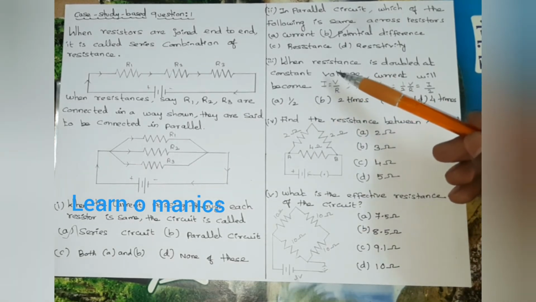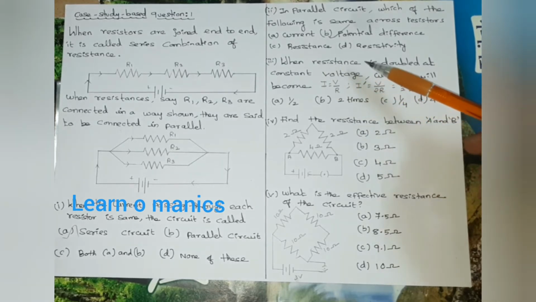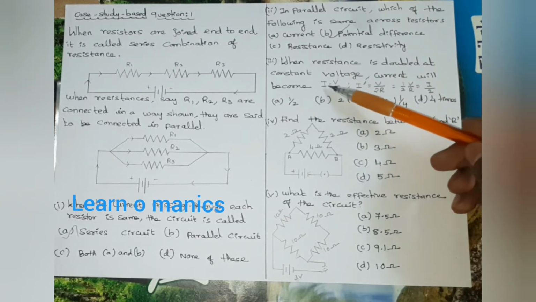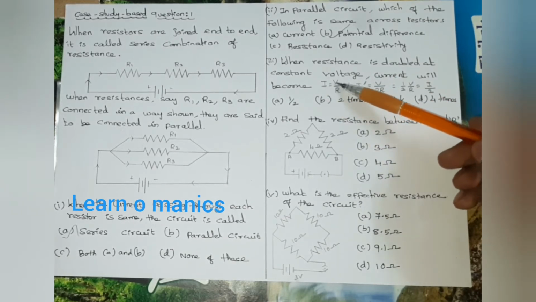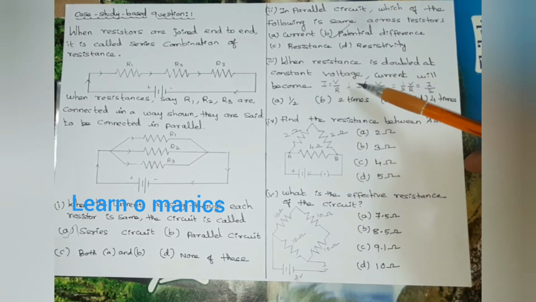First of all, we need to find the current value under the first situation, when the resistance is originally R, and then the resistance is doubled. From Ohm's law we can write the formula I is equal to V by R. So this is the first current, when the resistance is R. Then we consider the situation where the resistance has been doubled. At that situation the current is I dash, which is equal to V by 2R.